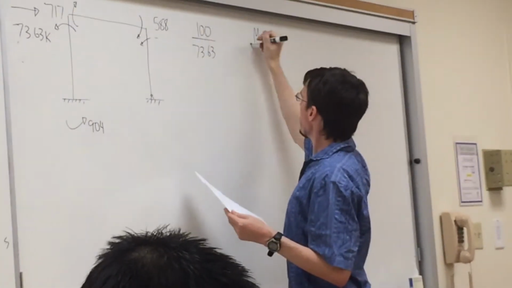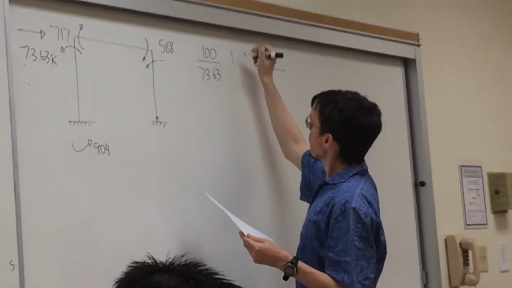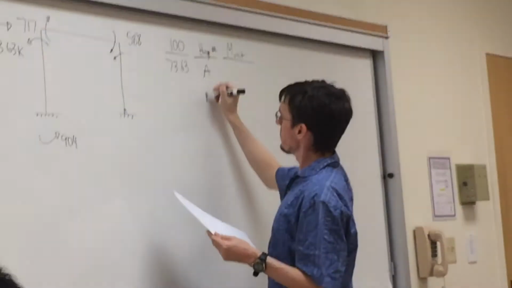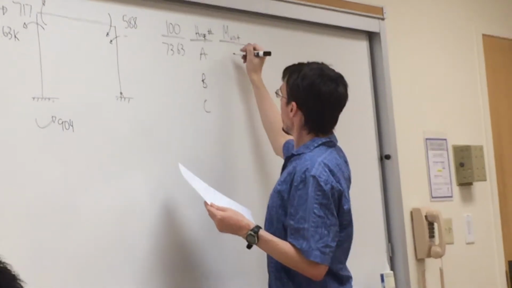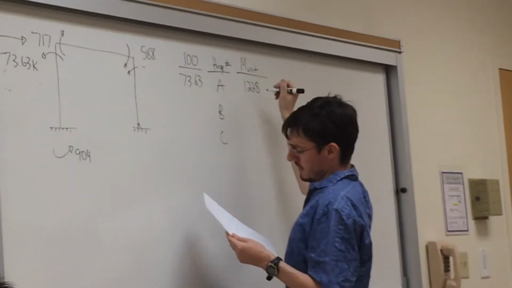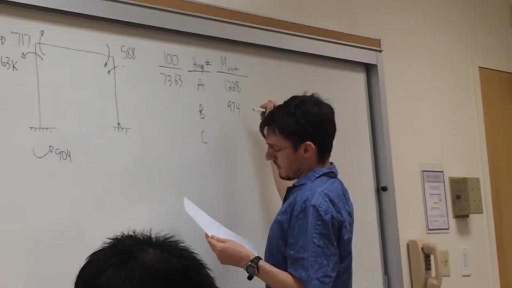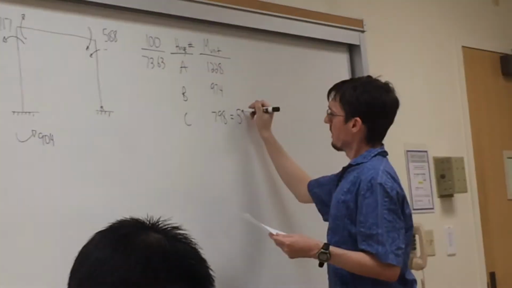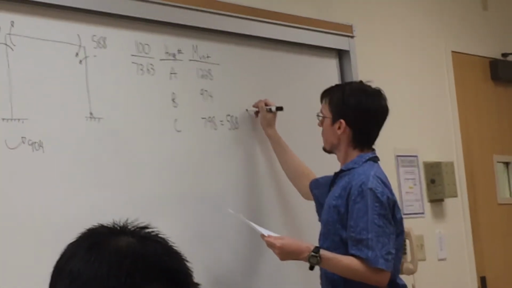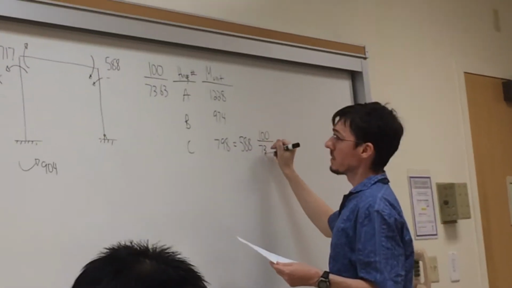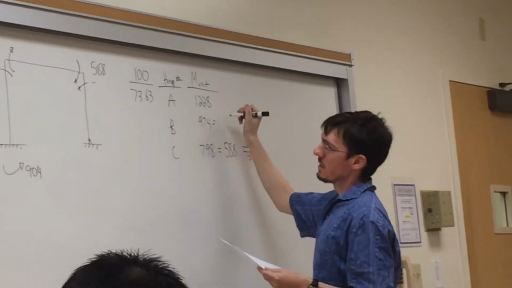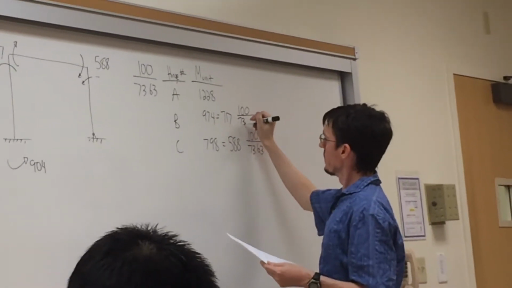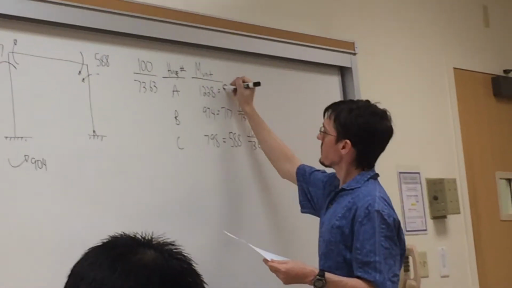column, right? So we had the unit moment column, and then we had the hinge number. I think this is where we had lots of questions. You had hinge A, B, and C. You saw unit moment of 1228, 974, 798. This is just 588 times 100 over 73.63. This is just 717 times 100. And this is just 904.